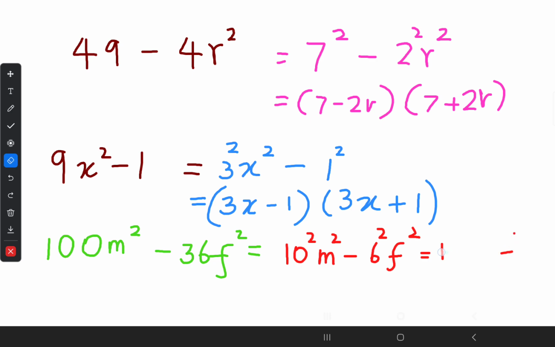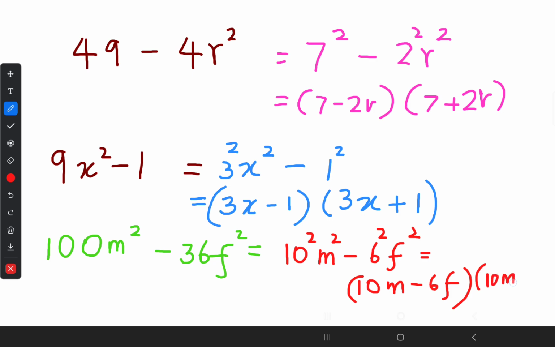You should write the factors in a line. 10m minus 6f is a factor, and the next factor would be 10m plus 6f. Okay, that's all.